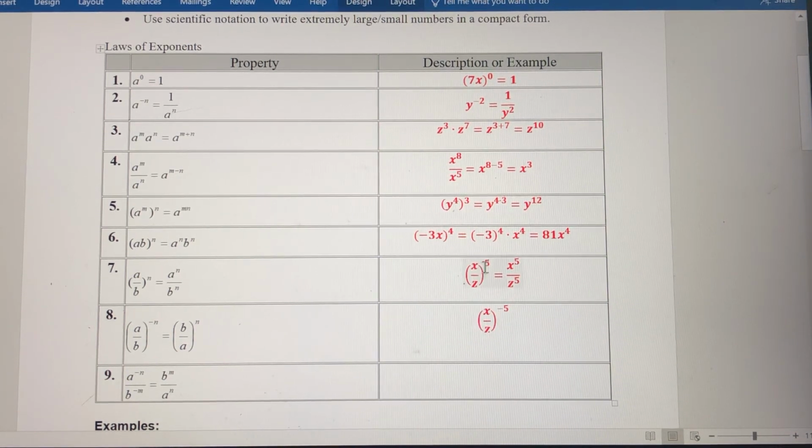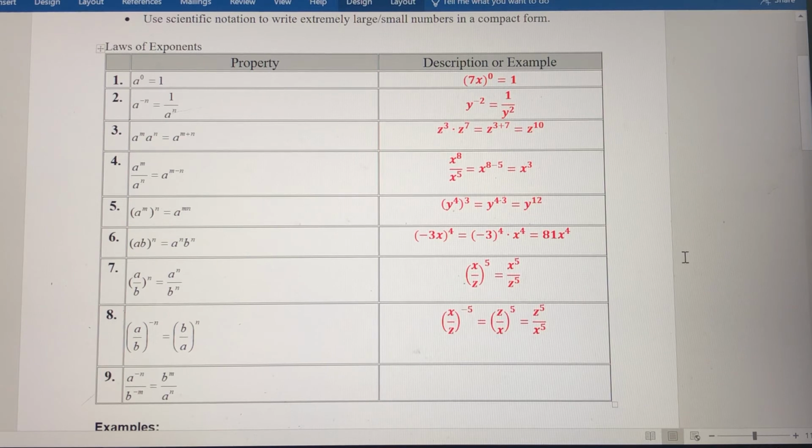So we're going to use the same problem we did here. x over z to the negative 5 can become z over x to the positive 5, and then we use our property that we just learned in 7, and we get z to the 5th over x to the 5th. And then if I have a quotient of 2 bases to negative exponents, I can just flip those, kind of like we did up here in property number 2.